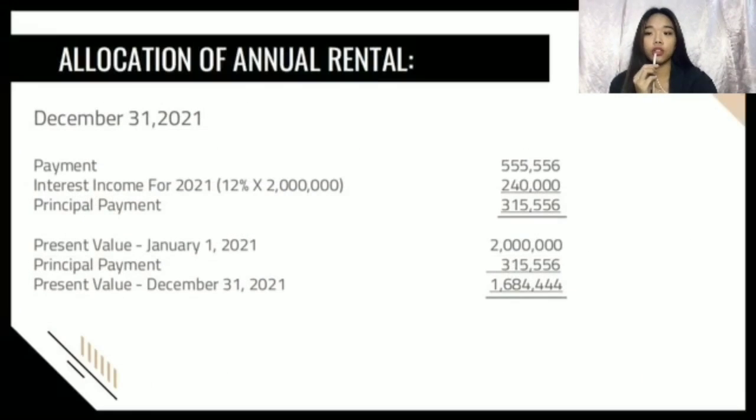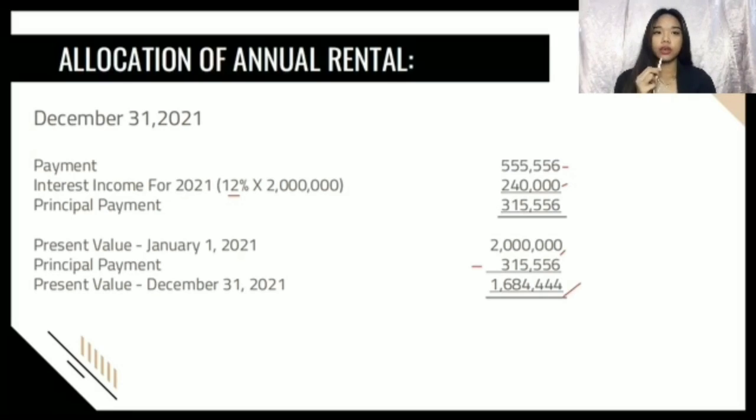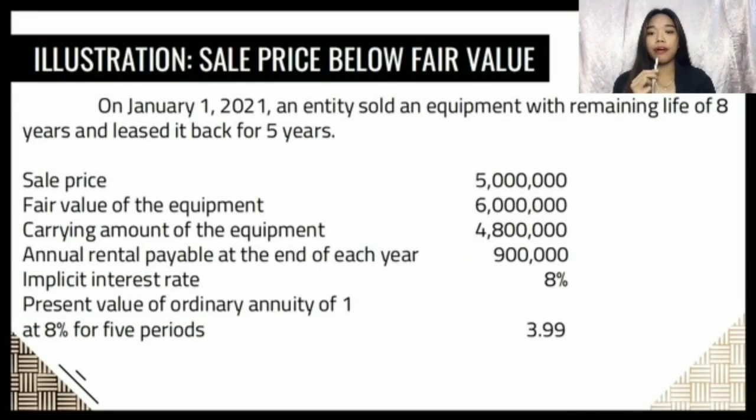So paano ba yan na-compute? So on December 31, 2021, the payment is 555,556. Then we'll deduct the interest income, which is 12% times 2 million. That would be 240,000. Then the principal payment is 315,556. So as we can see on the table, the present value on January 1, 2021 is 2 million. Then the principal payment, ibabawas natin yon. That would be 1,684,444. After knowing the sale price above fair value, let's go now to sale price below fair value.